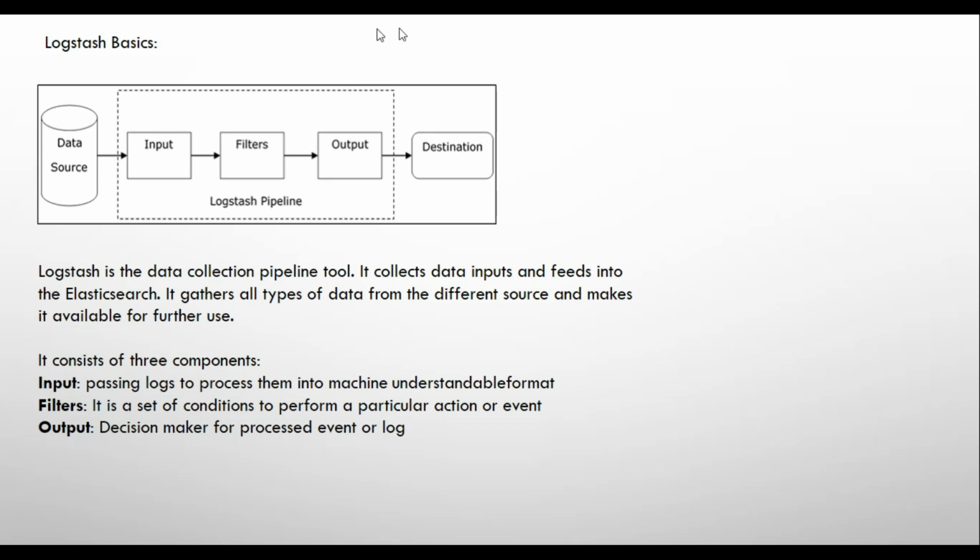Logstash is a data collection pipeline tool. It collects the data input and feeds it into Elasticsearch or any other system. It gathers all types of data from different sources and makes it available for further use. It consists of three components. Input passes logs and processes them into a machine-understandable format, filters are a set of conditions to perform different actions on an event, and output is the decision maker for the processed events or logs. This sample we are going to check now.